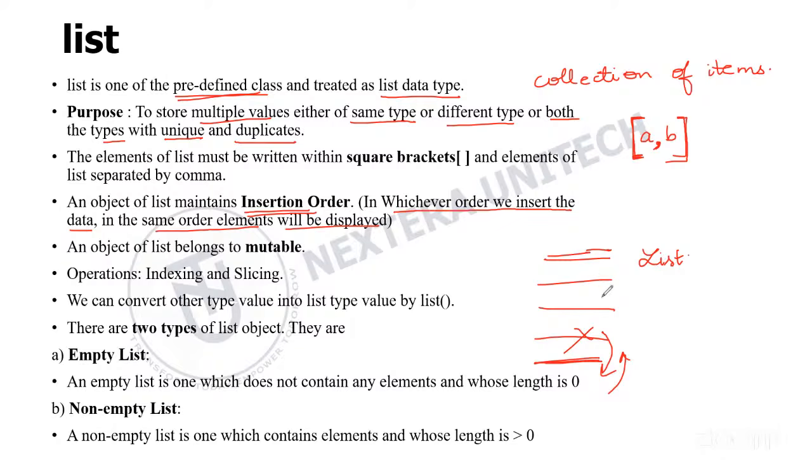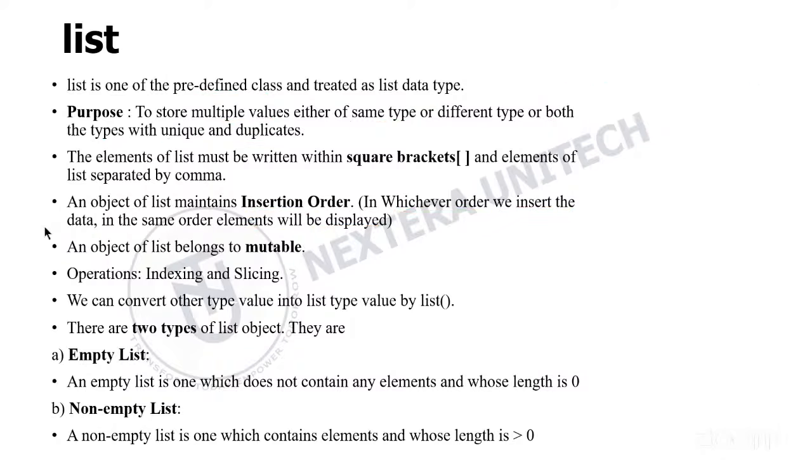Same like your registers or grocery lists or to-do lists, our list will behave. So the key properties here are we should represent a list in square brackets and it will maintain the insertion order, and it is also mutable. So we learned about mutability and immutability, right? Mutable is nothing but we can modify the elements in a list.